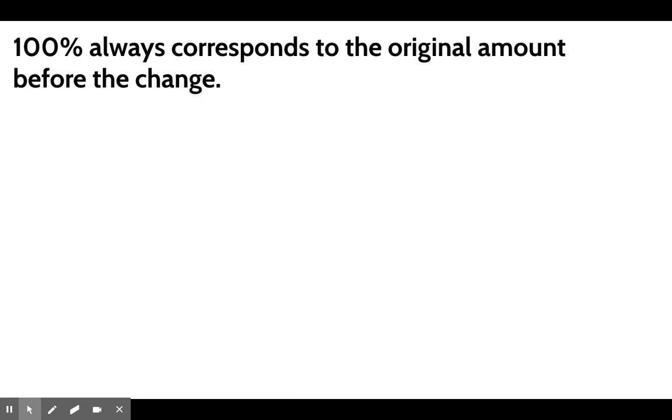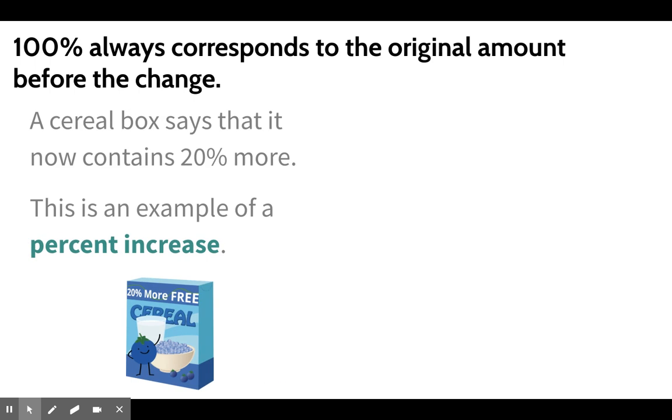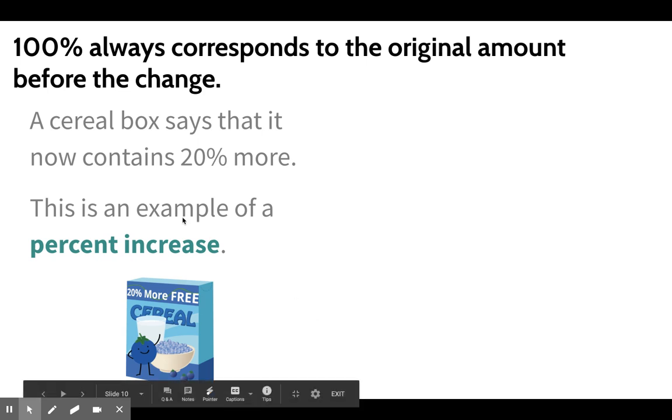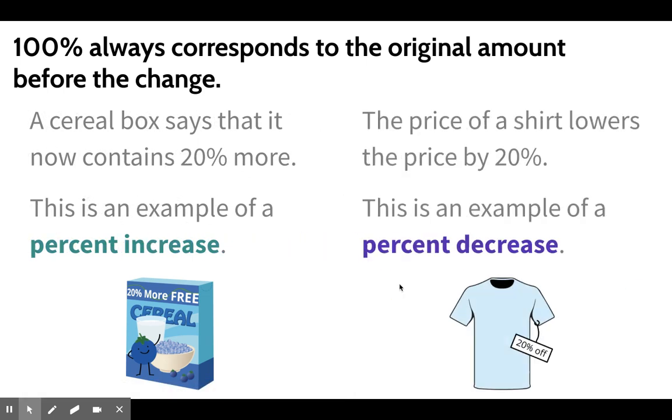So we know that 100% always corresponds to the original amount before the change. So let's recap just a little bit. A cereal box says that it contains 20% more. So this is an example of a percent increase because we're increasing it by 20%. The price of a shirt lowers the price by 20%. This is an example of percent decrease because we're lowering it by 20%.